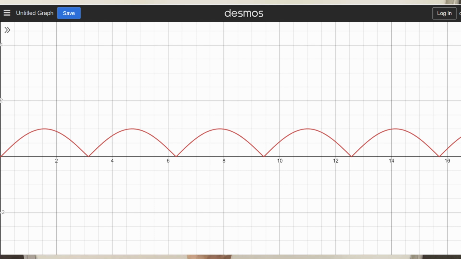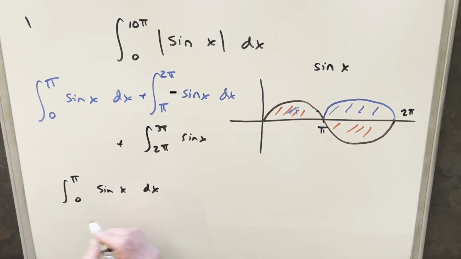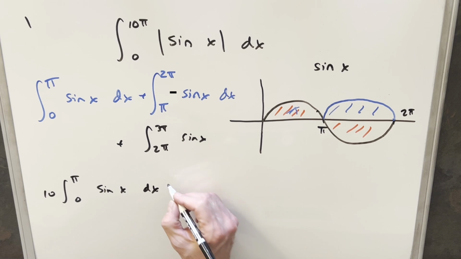I don't need to write out 10 integrals. I can just deal with one integral. I can just do this first integral, sine x from 0 to pi, and just multiply it by 10. So let's just do this out really quick.